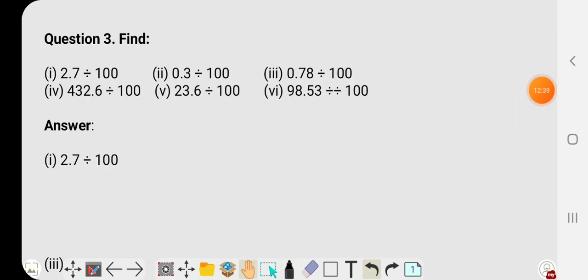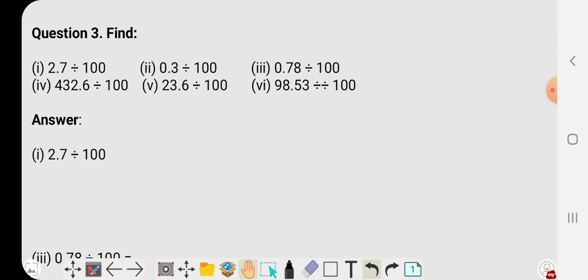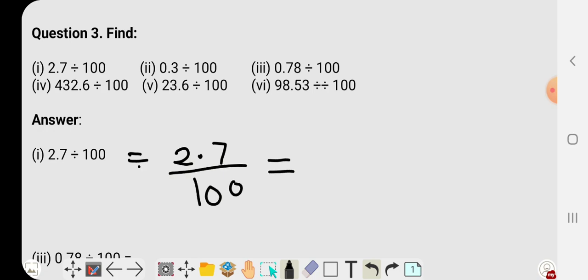Question number 3, find. This is also the same kind of question that we have done in the second. There we divided with 10. Here we will divide with 100. 2.7 divided by 100, the decimal will shift 2 places towards the left. So one place is 2, the second place is not there, so we can put 0. So it was on that side and it was shifted now here. So it will become 0.027.